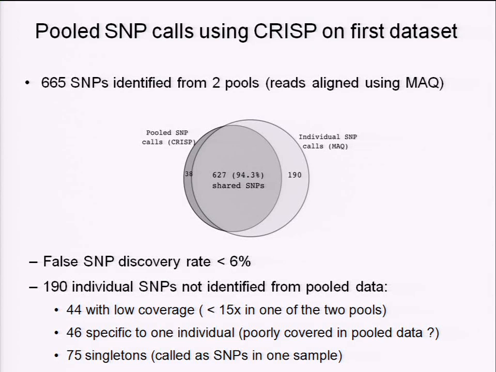So for the first dataset, Chris identified about 65 pooled calls and found that about the individual calls. So the recovery rate was 6%, 90 SNPs per call, individual identified from the data.